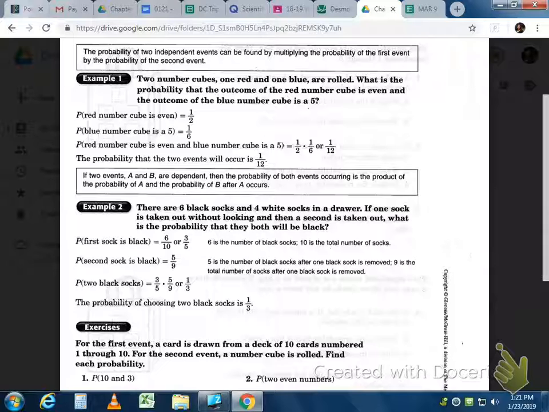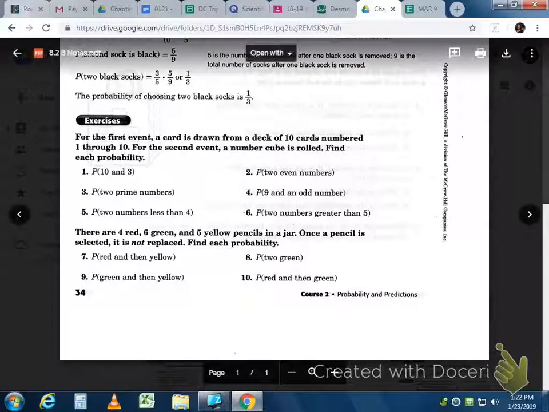Now, after you take one sock out of the drawer, how many socks are in there? 9. Specifically, if you've taken a black sock out of there, how many black socks are there? 5. So the second time for drawing a black sock, it's a different probability. It would be 5/9. 3/5 the first time and 5/9 the second time. So basically, the second draw is different than the first because the bag, or in this case the drawer, has changed. So let's look at our examples.